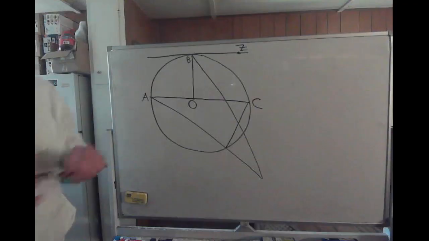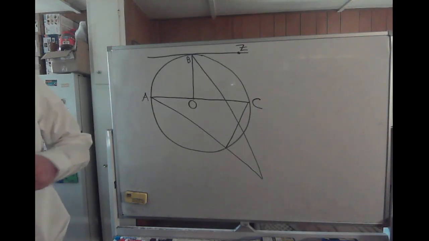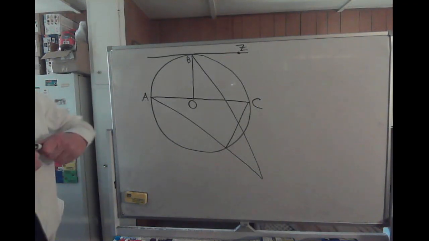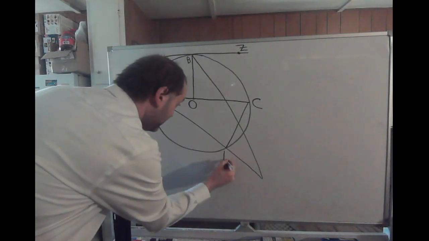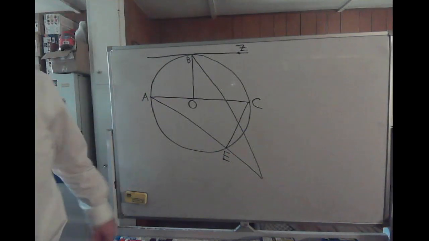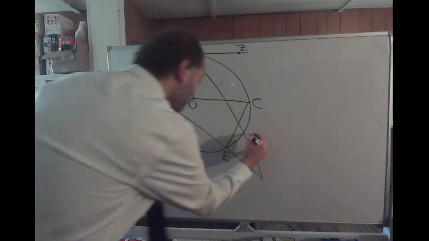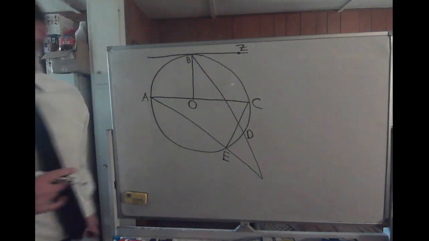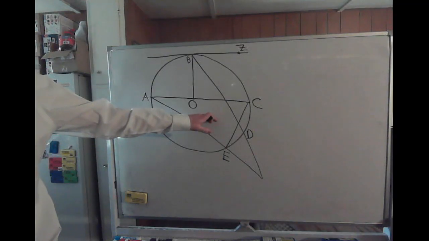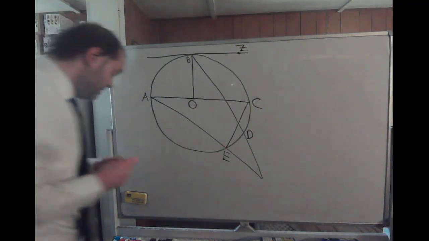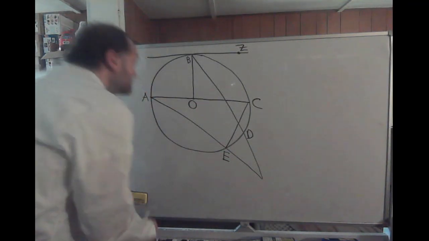Alright, I think we formed everything. Now we just need to label more points. This would be point E. This would be here, point D. We got point C, D, E, O, B, Z, A. Alright. And I'm still not done yet.